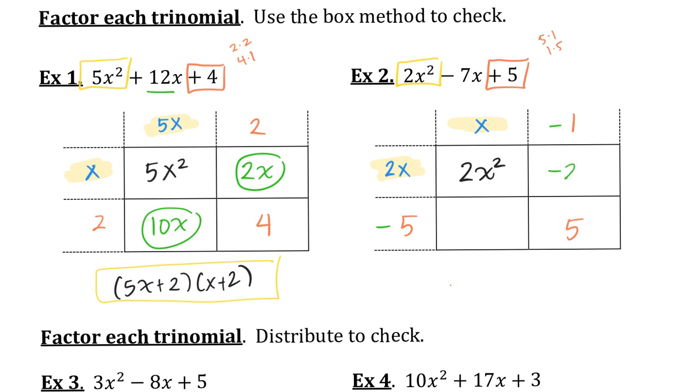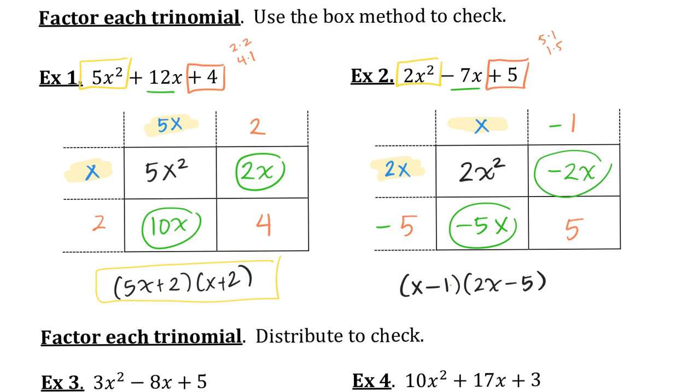Okay, that's negative 2x, negative 5x. If I do negative 2x plus negative 5x, I do get negative 7x. So this way is working. Let me list the 2 factors because that's my answer, the 2 things I multiplied. And the order you put them doesn't matter.